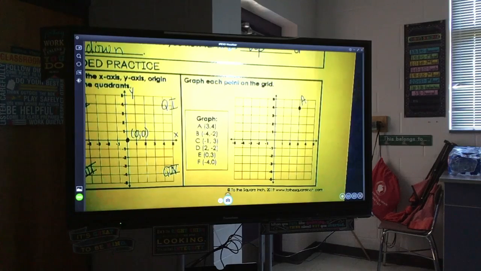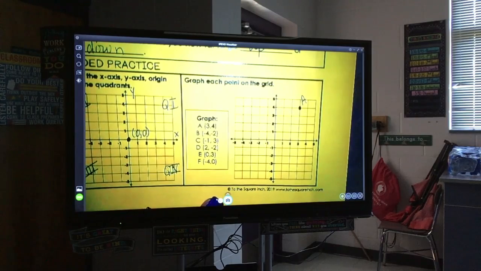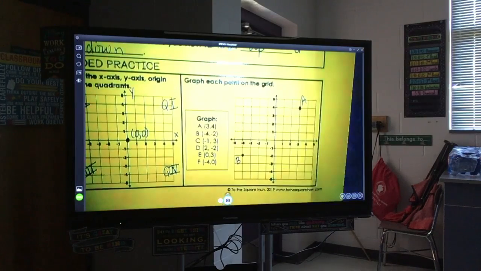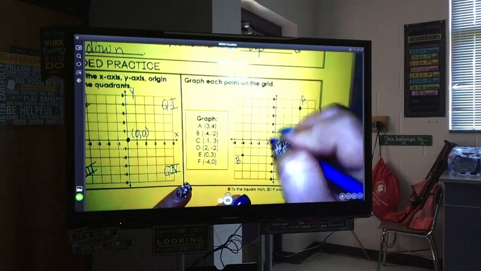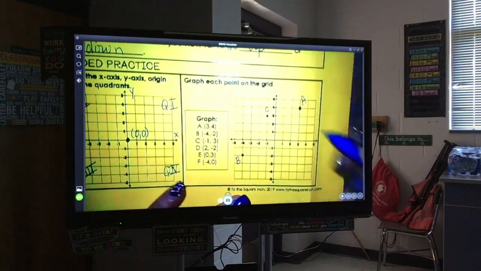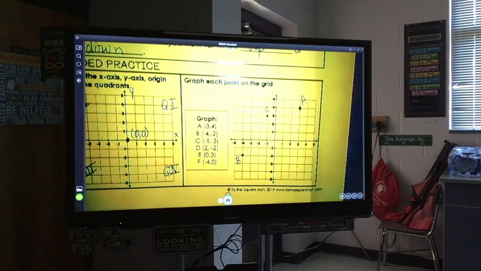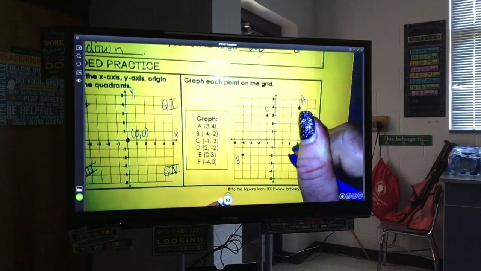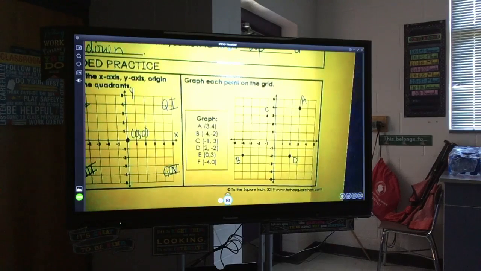All right, so for B, Joseph. You start at the origin, you go left 4 times. Okay? Then you go down 2 times. All right, C, Haley. In quadrant 2, you go 1 to the right and 3 up. All right, Caleb. In quadrant 4, you go 2 to the right, and then down 2.